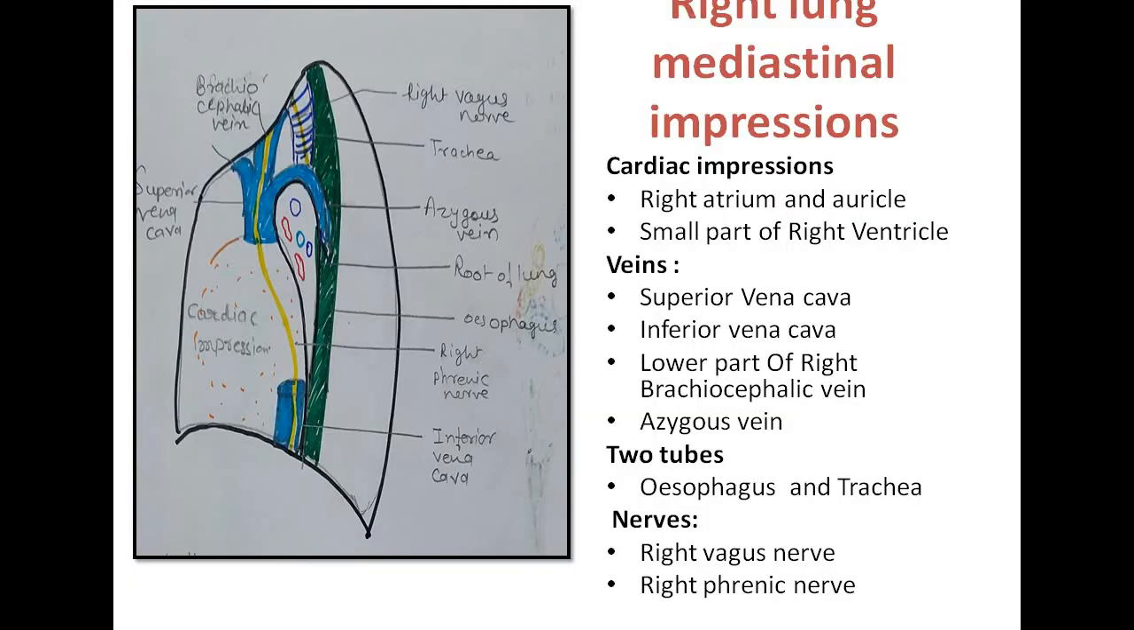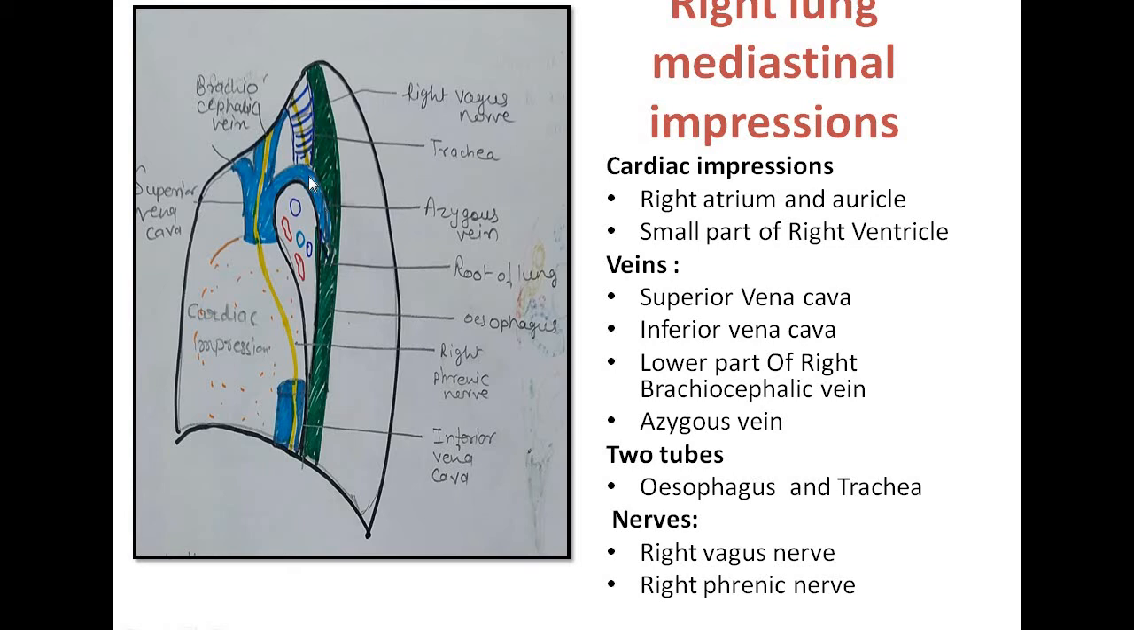Now coming to the right lung mediastinal impressions. Now in this figure you can see the right sided heart structures, they are creating impression, that is right atrium, right auricle, small part of right ventricle, they are creating cardiac impression. Then the tributaries of right atrium, these are the superior vena cava, inferior vena cava, they are creating impression.